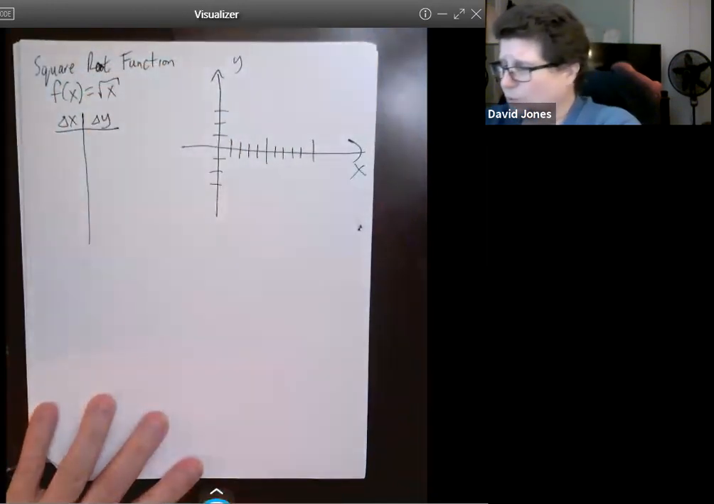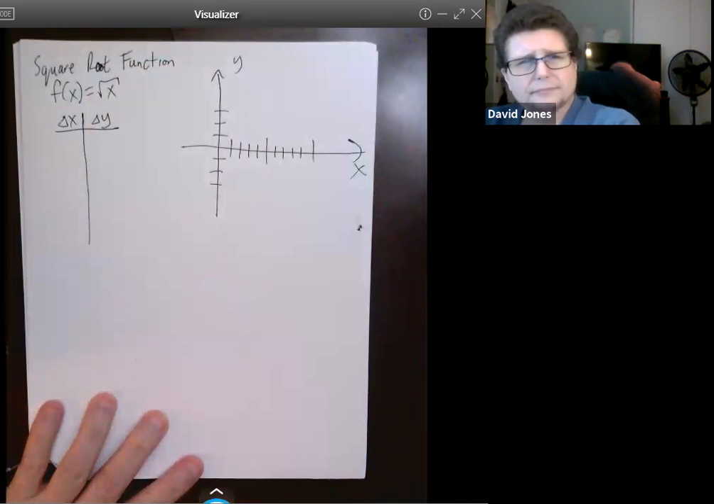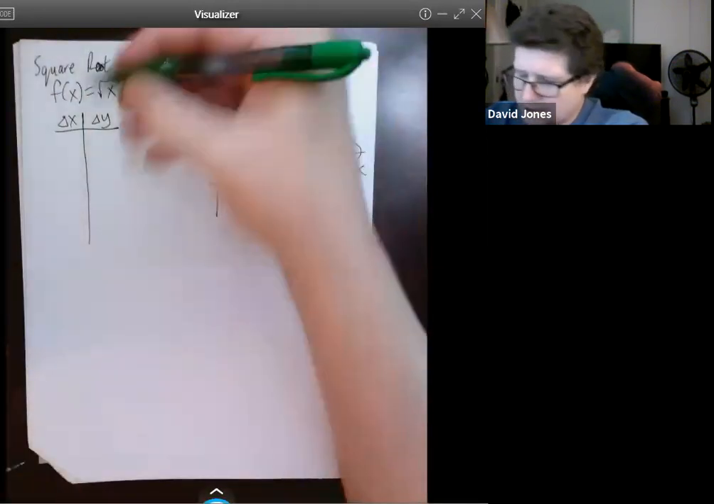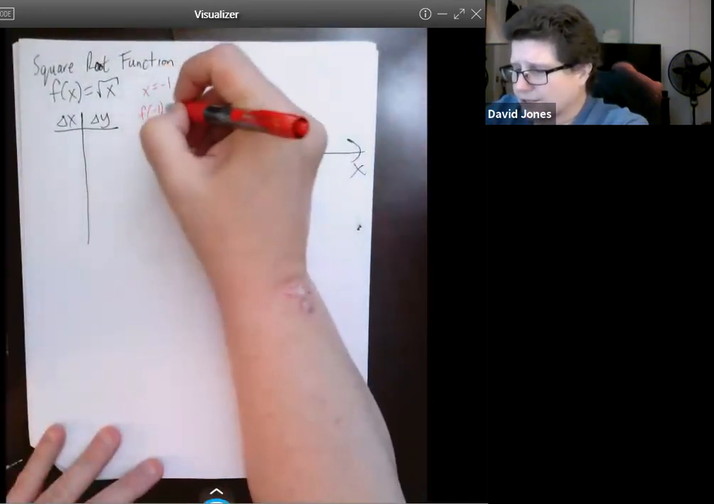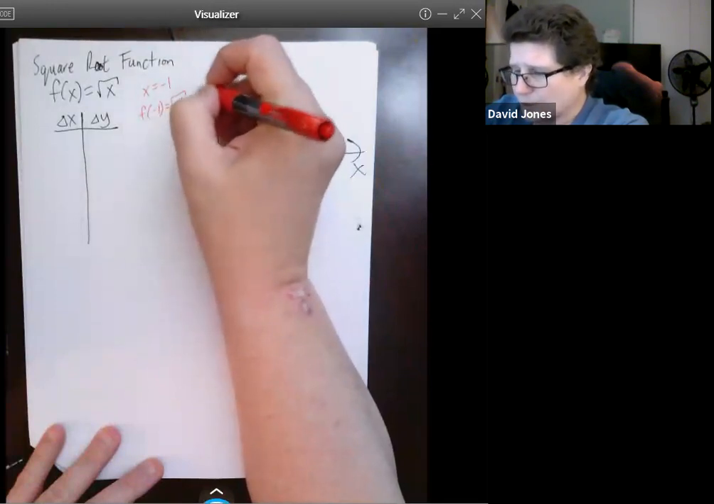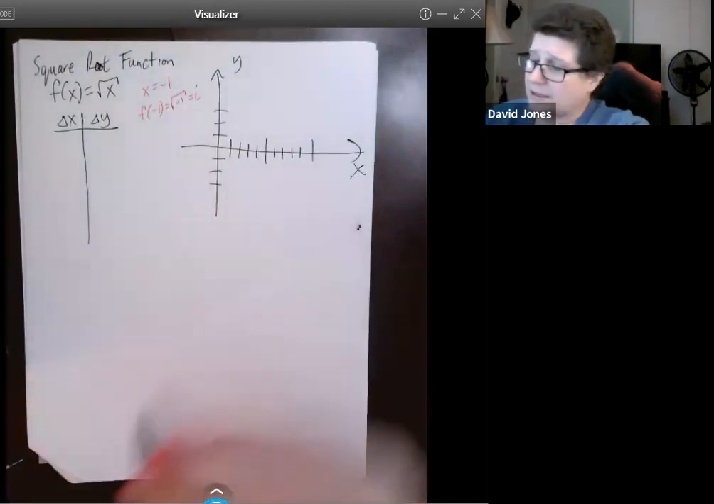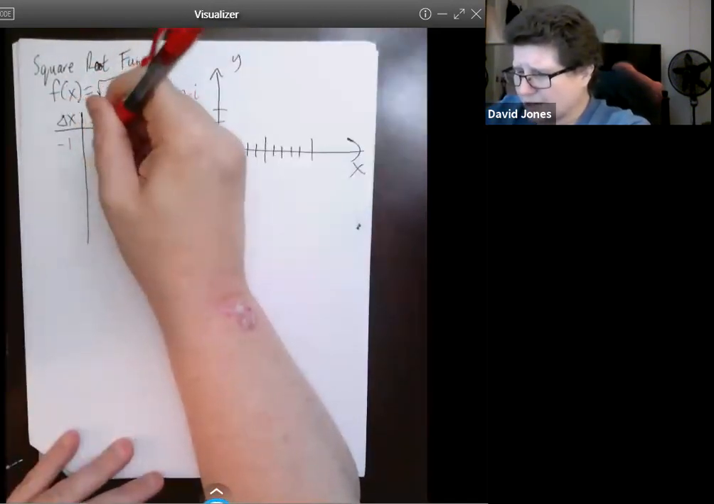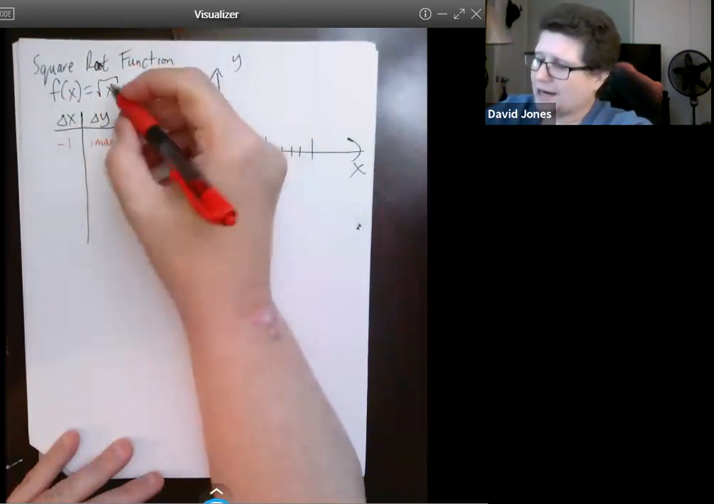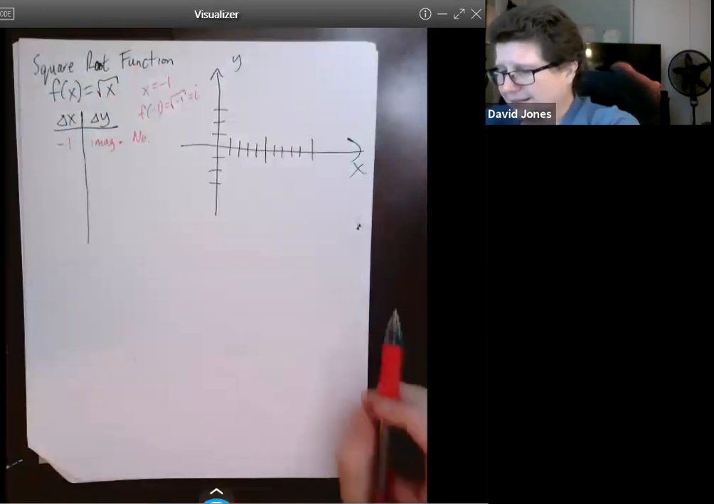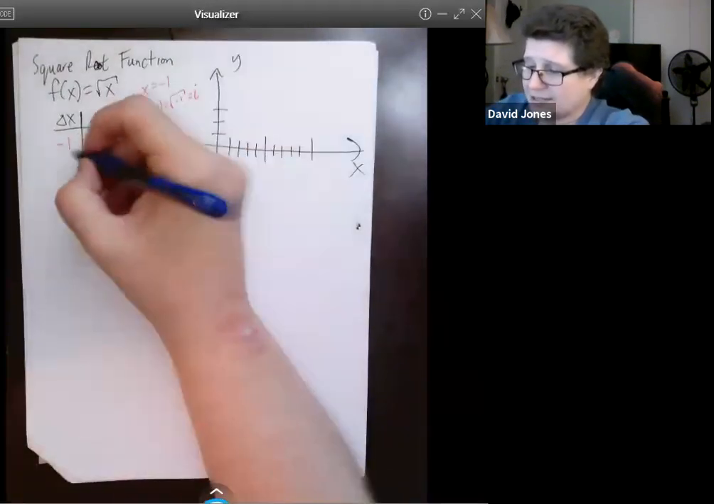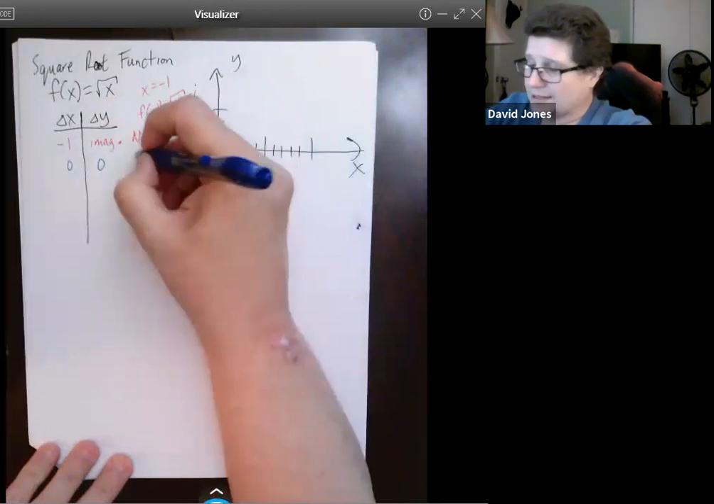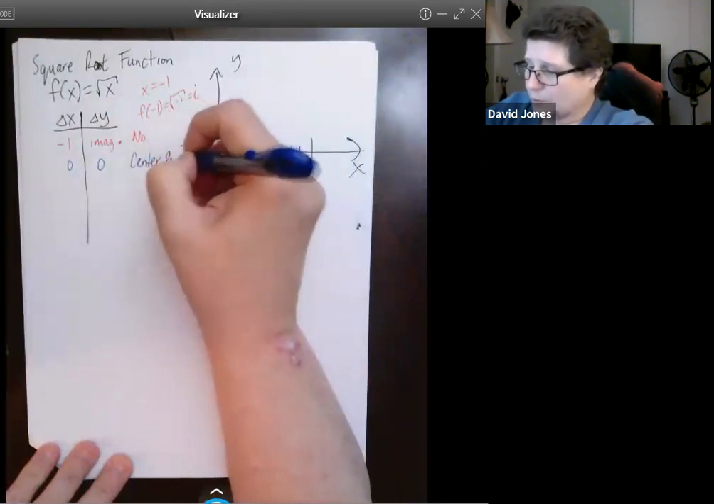We have our delta x and delta y. Notice if I try to use negative numbers, let's just go with -1. If x equals -1, f of -1 is the square root of -1, which was i. It was an imaginary number. So -1 goes to an imaginary number, which we can't graph. No. In fact, any negative number doesn't work. So the first value that works is 0. And when you take the square root, you get 0. This is our center point, or our central point.